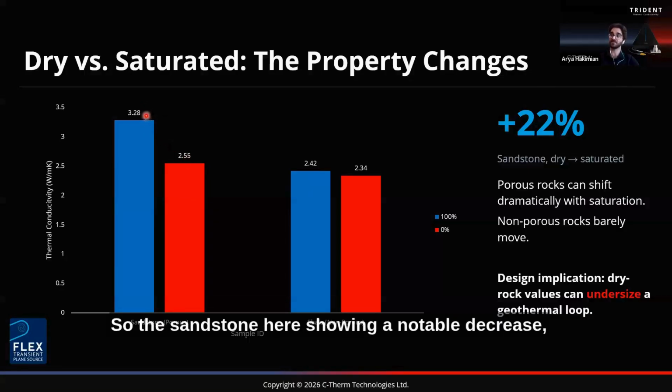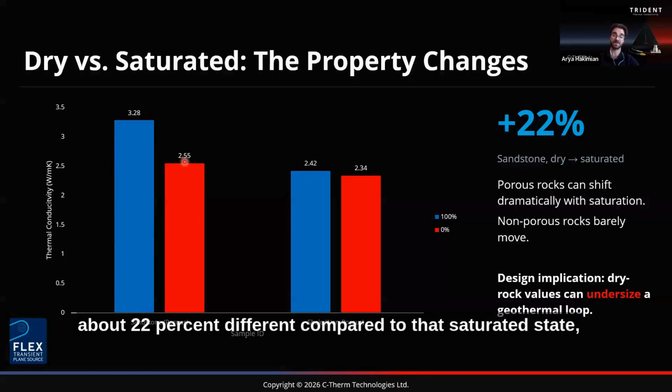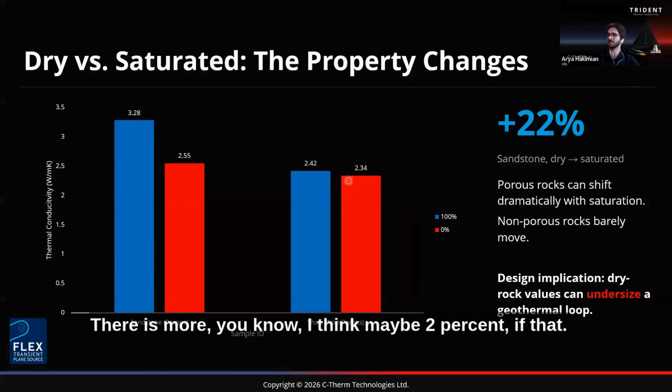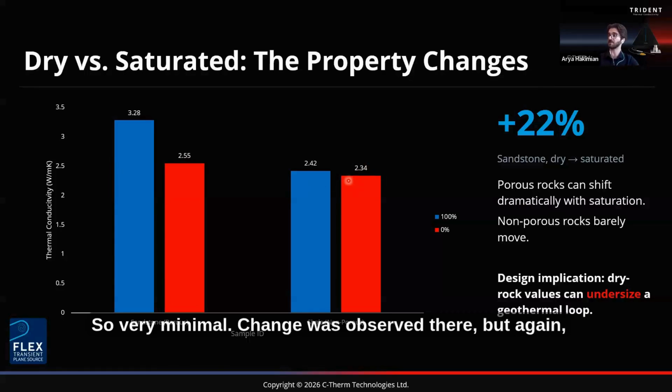The sandstone here showed a notable decrease, about 22% different compared to that saturated state. Whereas the shale, not so much. It's maybe 2%, if that. So a very minimal change was observed there.